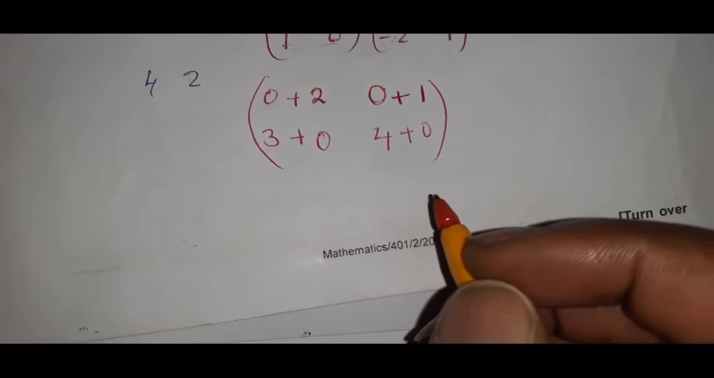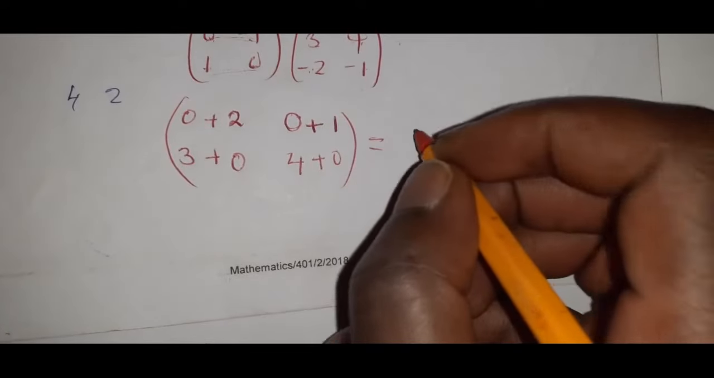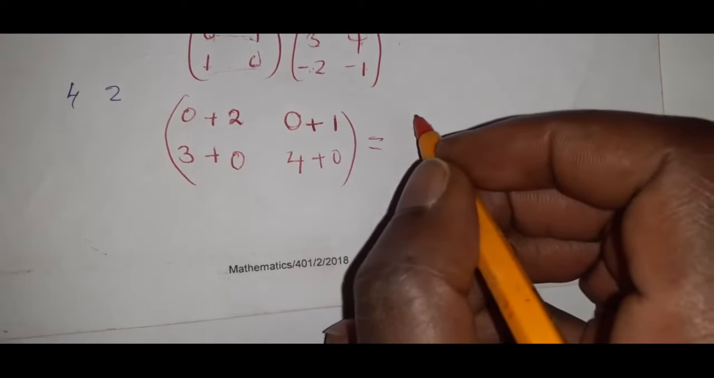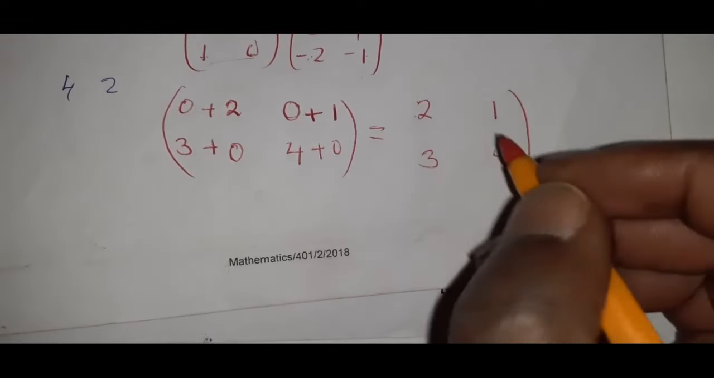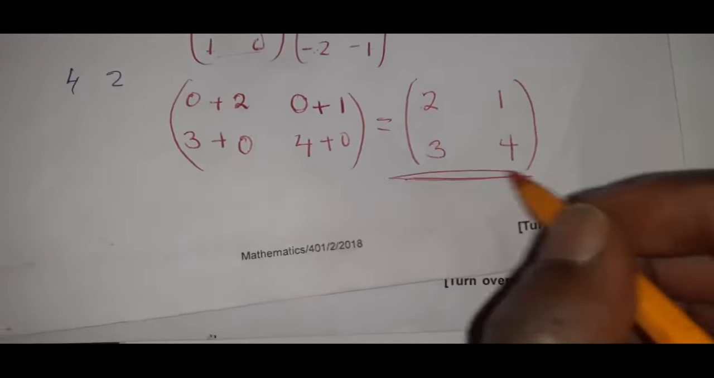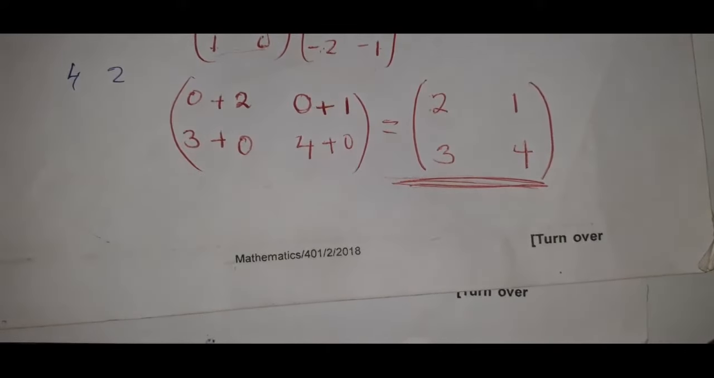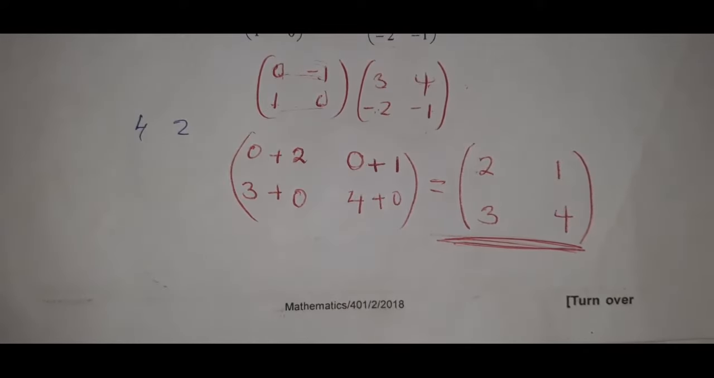Are we there? Then our final answer is going to be, you add. This one is going to be 2, this will be 1, this will be 3, this will be 4. So this is what we are going to have as our answer. Okay, let's go to the next one.